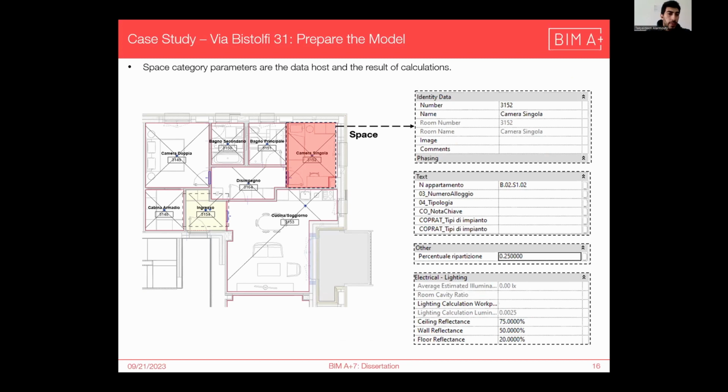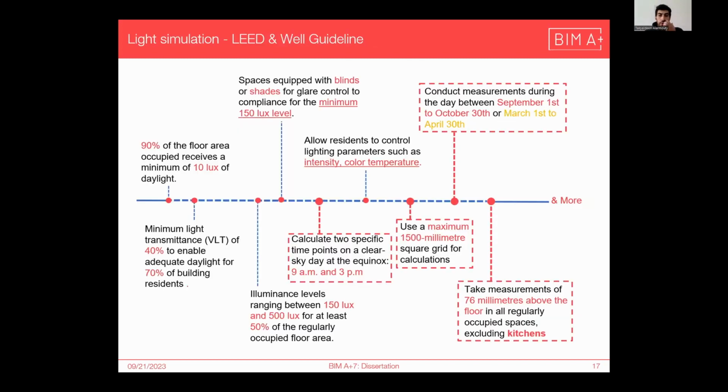Here we prepare the model again, and as we see, the space category parameters that we need to use as hosted parameters, like wall reflectance, floor reflectance, and lighting calculation, etc. Here we review the light simulation guidelines for both LEED and WELL that we use in the model and calculation, which we will delve into.